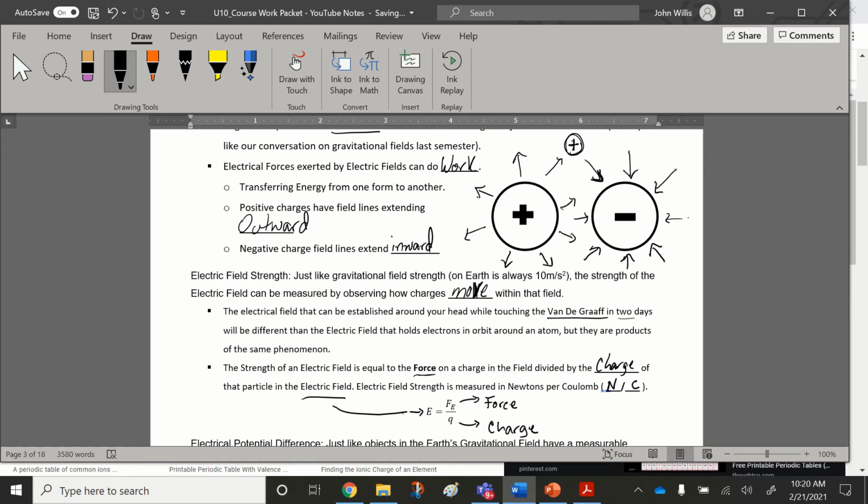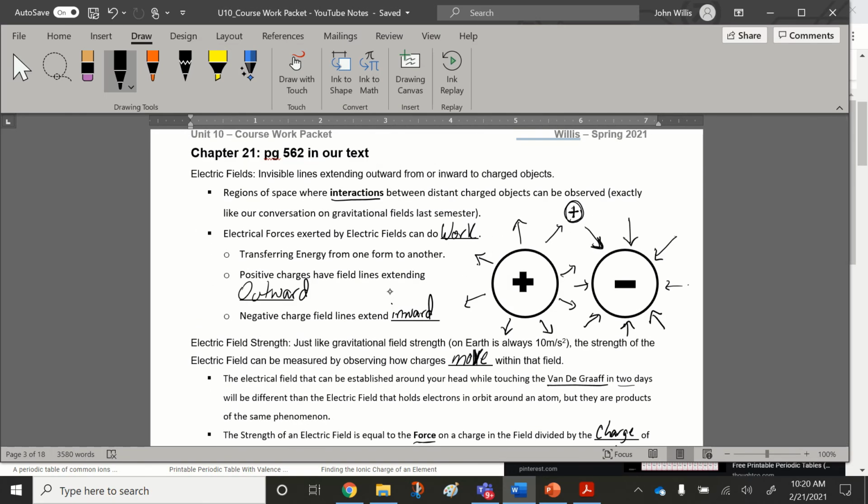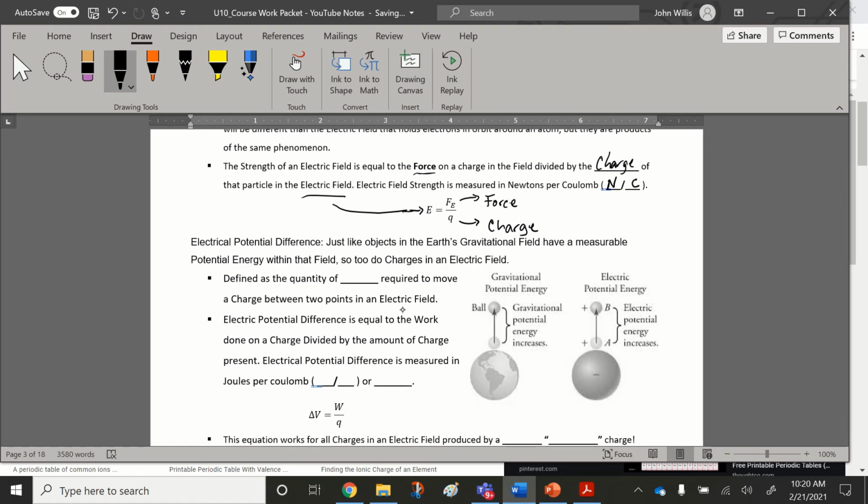There you go. The next main vocab term that we're going to get to, because electrical field strength was an equation we can use to describe how strong these electrical fields are, how intense they are, is electrical potential difference. And this is actually a direct result of electrical fields existing, and that word potential is put in there intentionally. Just like the Earth's gravitational field creates gravitational potential energy from literally our last unit.